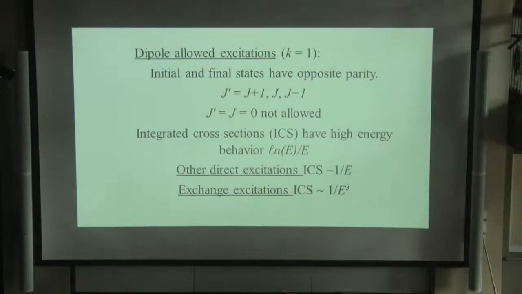If we have another case where k is not equal to 1, but the direct term is non-zero, then the integrated cross sections go off as 1 over E for high enough energy. If there's simply exchange excitations, then they tend to go off as 1 upon E cubed. This is not exact, but it's something we find that seems to be the case. That's the kind of behavior you get there.